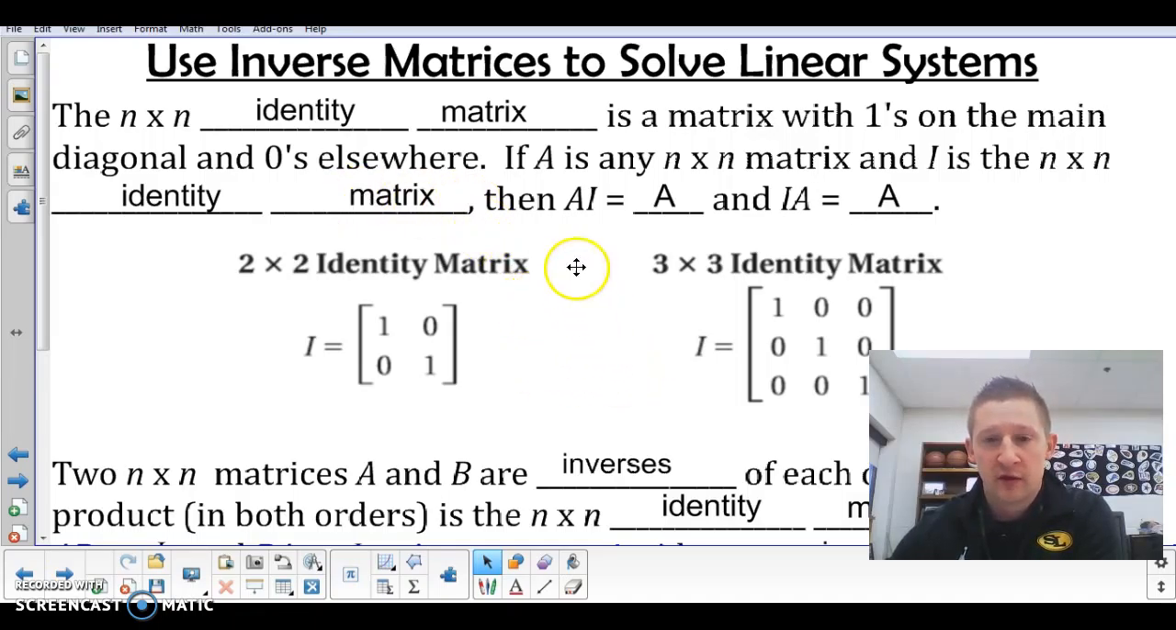So if A is any n by n matrix and I is the identity matrix, A times I is equal to A, and I times A is equal to A. Think of it as if I were to take a number times 1, it doesn't change the value of the number. That's the identity property of multiplication. This is the identity matrix.